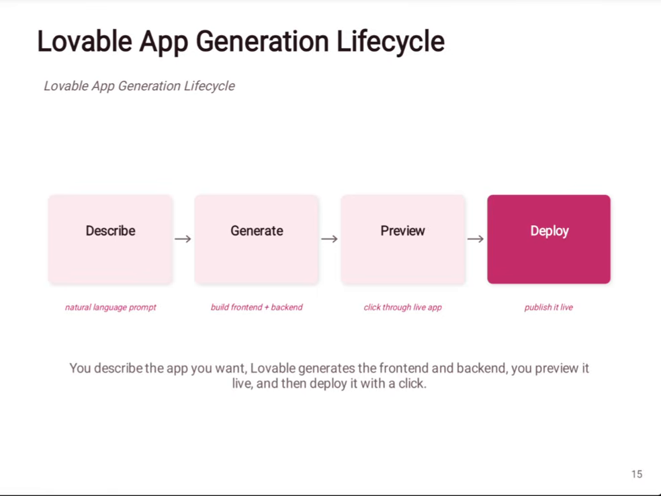Lovable app generation lifecycle. Natural language prompt: describe. Build front end plus back end: generate. Click through the live app preview. Publish it live: deploy. You describe the app you want, Lovable generates the front end and back end, you preview it live, and then deploy it with a click.